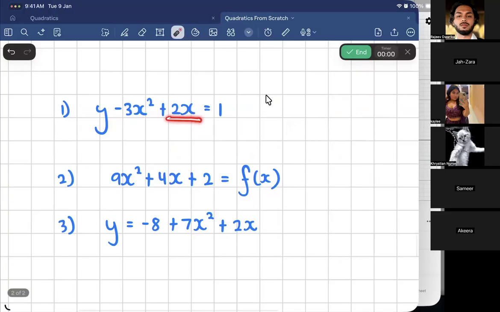This 2x does not belong over here. So how would I get rid of the 2x? No, take away 2x by 2x. Yeah, you take away 2x, it cancels off.